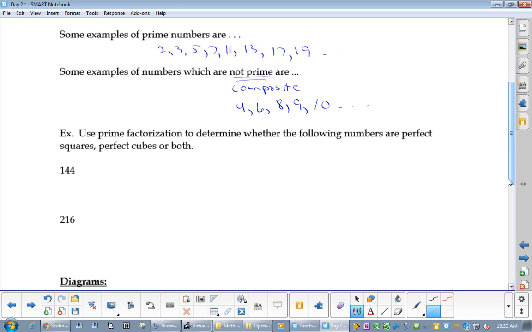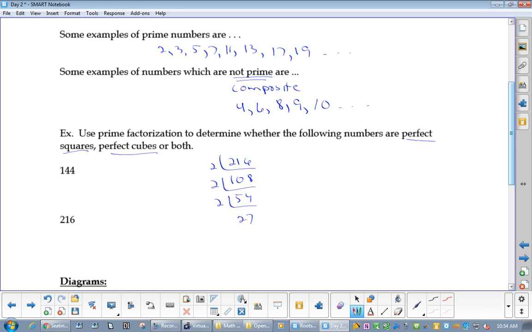Okay, so I don't want to beat this to death. So let's just use prime to see if they're perfect squares, perfect cubes, or both. Okay, we did one like that already. Let's do 216. Okay, 216, since it's even, I know it can divide by 2. That's 108. I can divide by 2 again. That's 54. It's still an even number, so I can divide by 2 again.